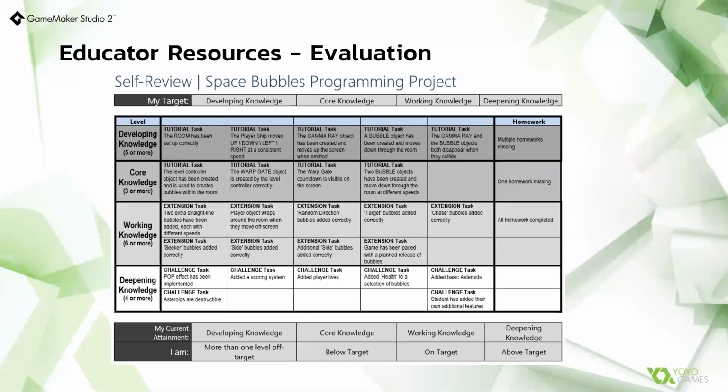This is the self-review, peer review, and teacher review schema that's used throughout the course. The workbook contains the assessment grids that the students use to self and peer assess their games during the project. The final assessment grid is for the teacher to use in the last lesson to perform the final grading of the students' work.